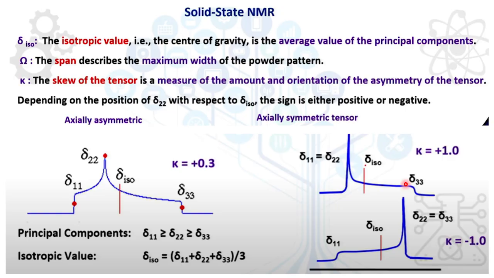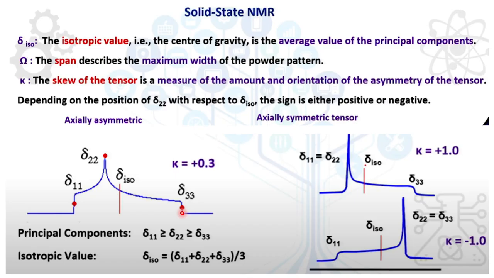Now there are three important terms used in solid state. First is the isotropic value. So what is the isotropic value? If this total is a single peak, the center of gravity, the average value of the principal components, is called the isotropic value. You may say this is the delta iso value. And omega is the span, which describes the maximum width. What is omega? Omega is from here to here. The peak area from here to here is the span or maximum width of a peak, represented as omega.